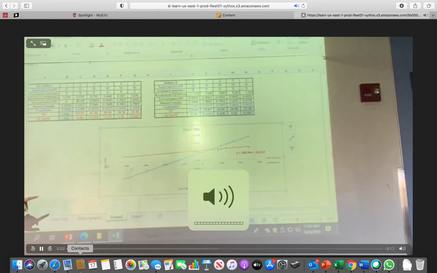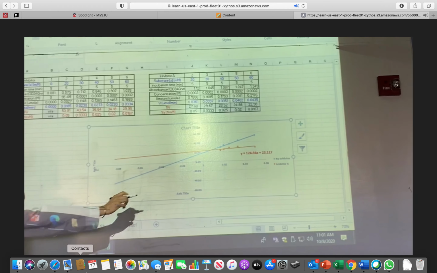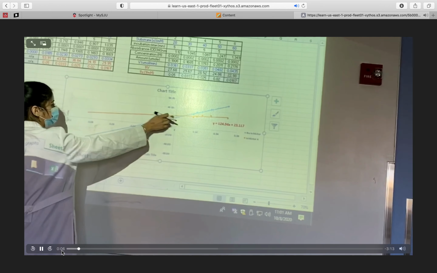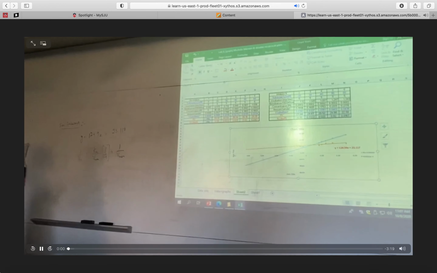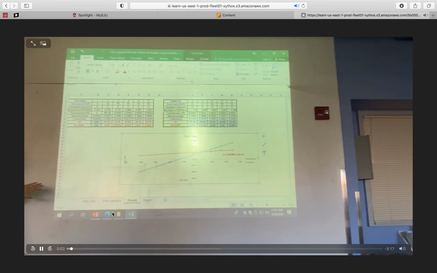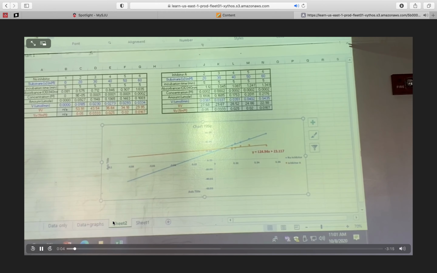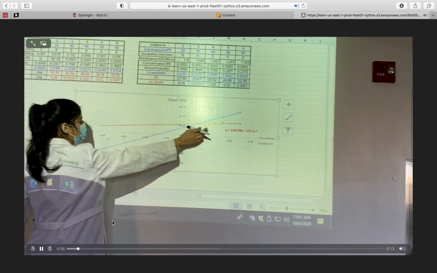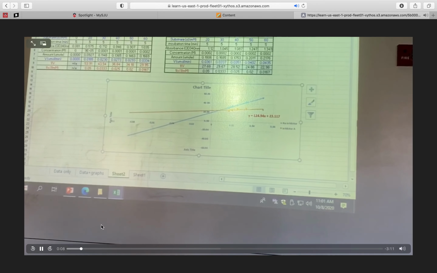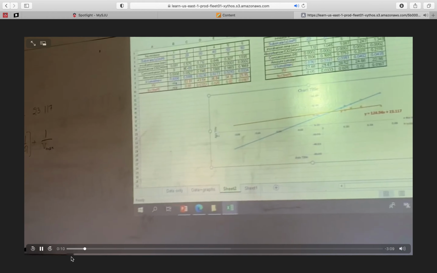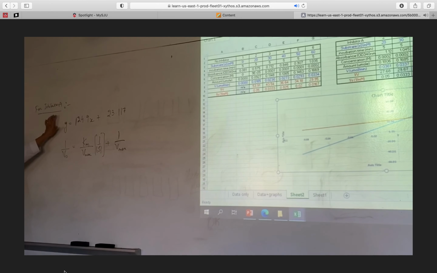After plotting the graph, we know the equation. This red color equation is for inhibitor A. So now we will calculate Km and Vmax value for inhibitor A.